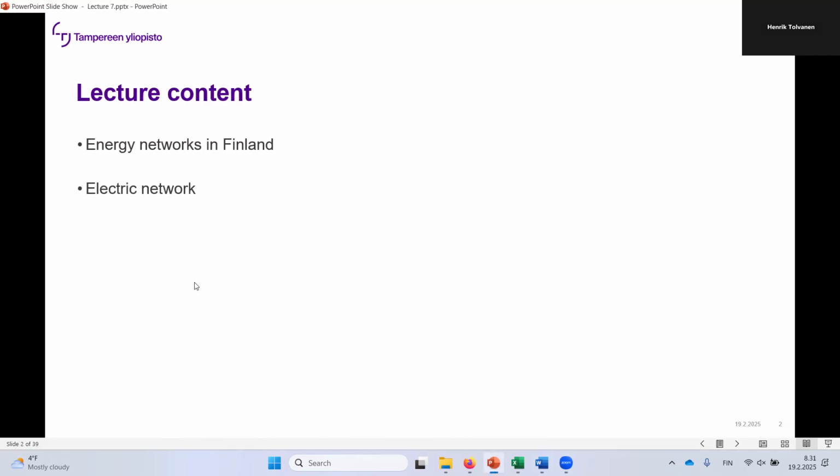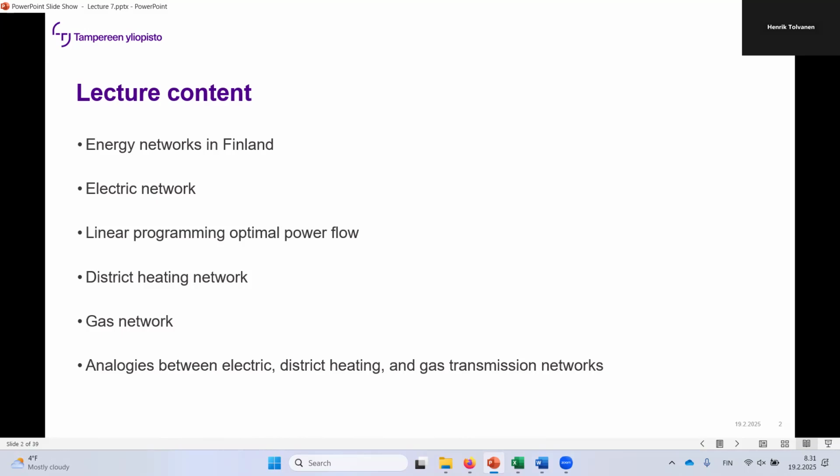So energy networks in Finland, the electric network, and related to this electric network, we're going to go through an example related to linear programming optimal power flow. And then the district heating network and the gas network. And I tried to gather these analogies between these different transmission networks, what kind of equations and phenomena are affecting in these.